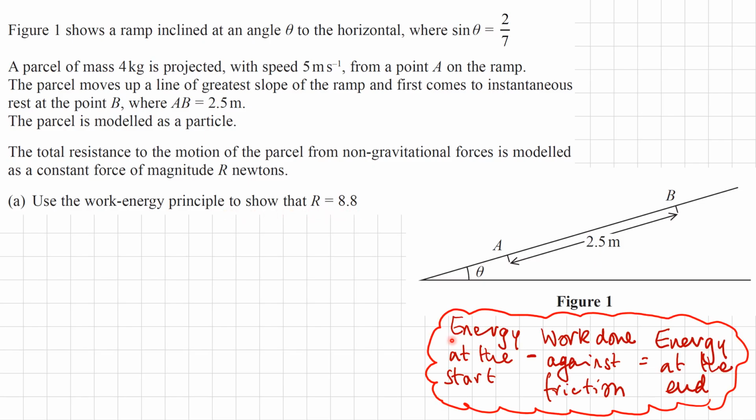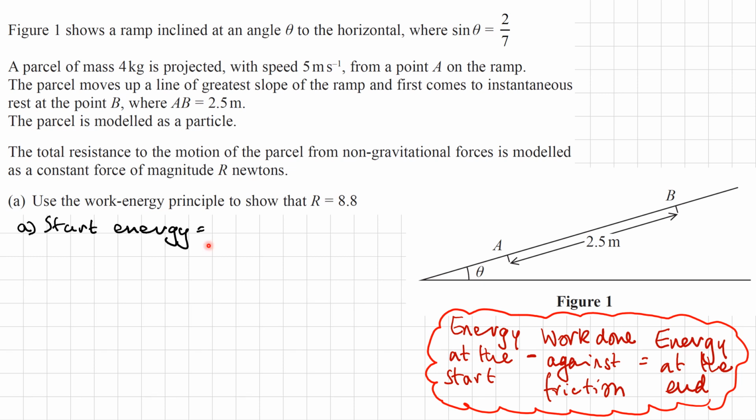Now the way I'm going to do this question is by calculating the total energy at the start, subtracting any work done against friction, and that will give me the energy at the end. That is the work energy principle, so no SUVAT here, just kinetic energy and potential energy.